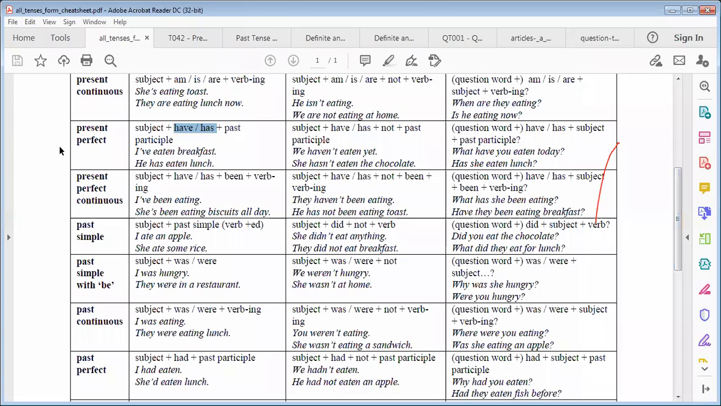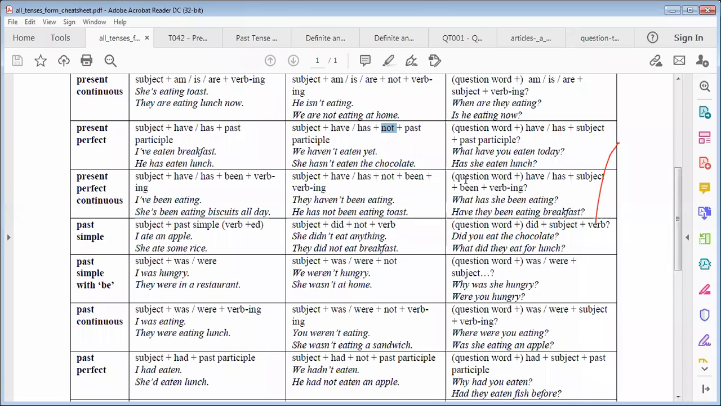Okay, so we have subject plus has or have plus past participle. Past participle, few students may know it as third form of the verb. Eat, ate, eaten. Eaten is the past participle. I have eaten breakfast. He has eaten lunch. Now to form a negative sentence, just add not after the helping verb. Okay, remember this structure. Subject plus has or have plus not plus past participle. We have not eaten yet.